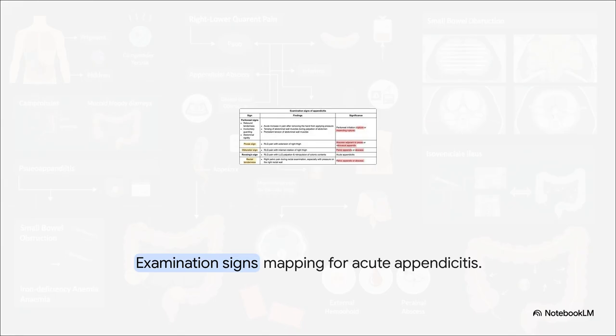For instance, the psoas sign, that's right lower quadrant pain when you extend the right thigh, points to an abscess right up against the psoas muscle or a retrocecal appendix. The obturator sign, which is pain with internal rotation of the right thigh, points toward a pelvic appendix. And then you have Rovsing's sign, where deep palpation of the left lower quadrant actually causes referred pain in the right lower quadrant. That is a classic, undeniable indicator of acute appendicitis.